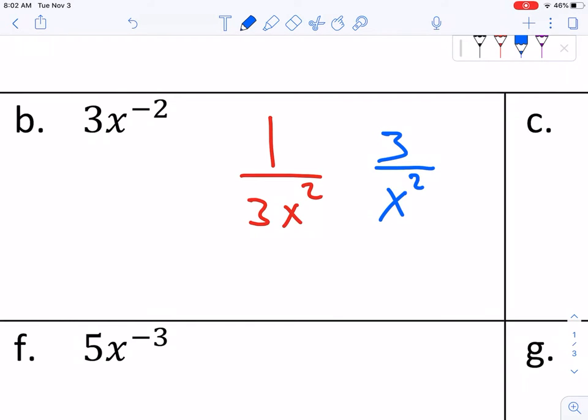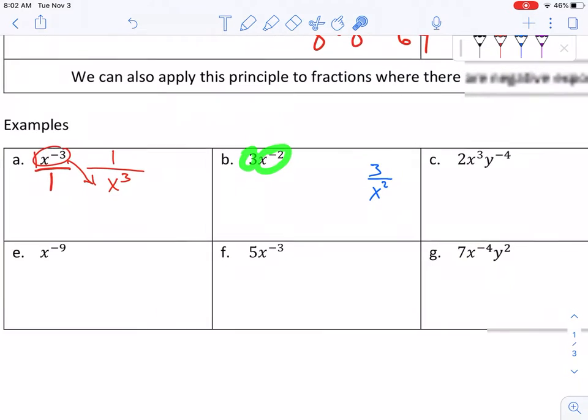So the difference is that the 3 is its own term, or it's its own value, and it is not being affected by the -2. If the whole thing was in parentheses, then I would have to move the whole group. But because there aren't parentheses to group this together, the -2 is only attached to the x. So only the x needs to move. The 3 would stay where it's at. So this is 3 to the first power, and this is x to the -2nd power.